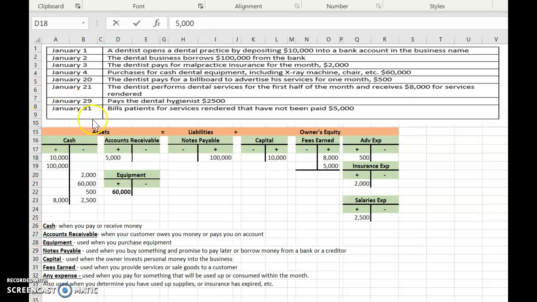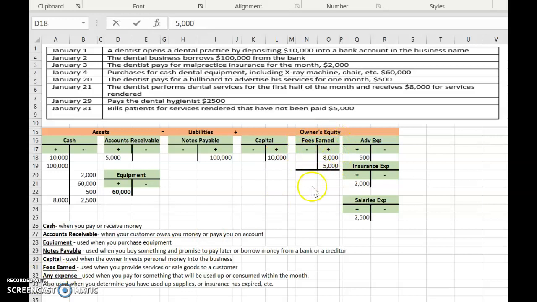Okay, so for the last journal entry, just to make sure you understand that we're debiting and crediting here. The bill patients for services rendered, we debited accounts receivable, and we credited fees earned. But when we look at it in a T account, it's just clearer. It's easier for new accounting students to actually see it this way. So we can clearly see that all of our assets increased on the left, and if we needed to decrease them, we would do it on the opposite side. Our liabilities went up on the right, capital went up on the right, fees earned went up on the right.